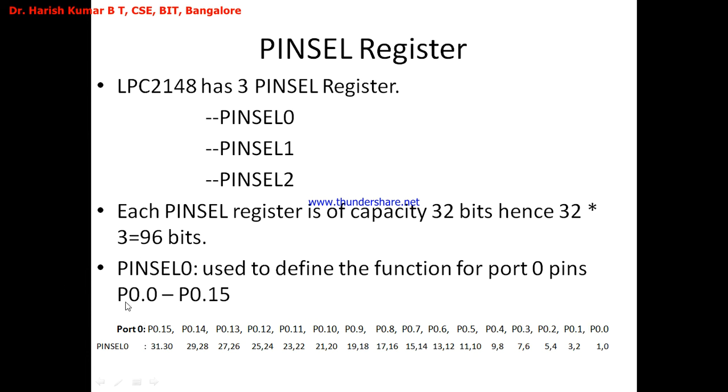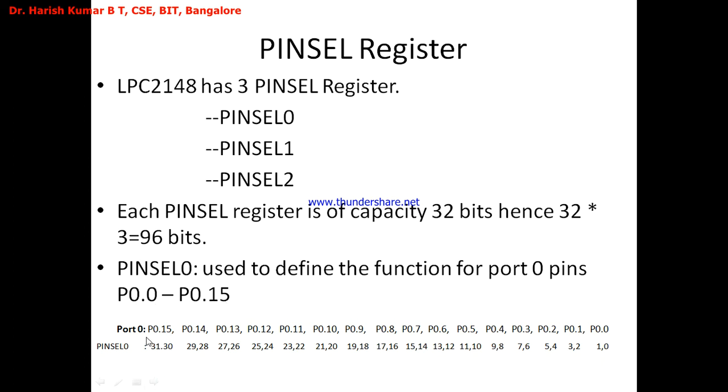Again see, to define the function of one port pin, how many bits do I require? 2 bits. And what is the capacity of one PINSEL register? 32 bits. That means using one PINSEL register, I can define the functionality of 16 pins, that is P0.0 to P0.15. And why is it called PINSEL 0? Because you can use this register to define the function of the pins P0.0 to P0.15. That is the reason it is 0.